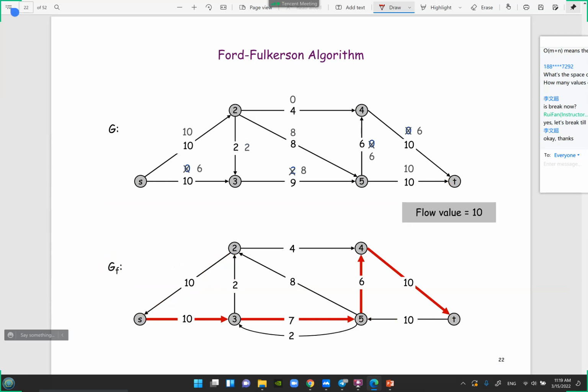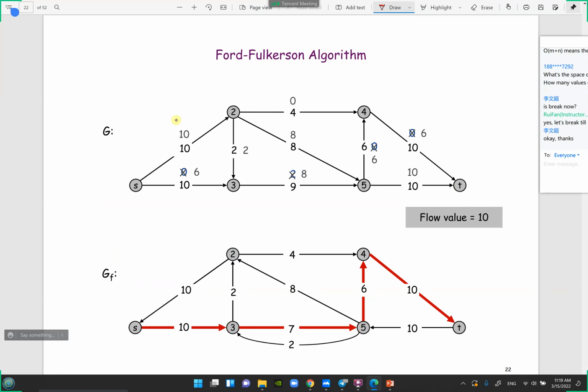Now based on this new flow of size 10, we're again going to build the residual graph. For example, this edge: initially you could send flow from S to 2, but in our current flow, we've already sent 10 units of flow from S to 2. That means you cannot send additional flow from S to 2, so you don't have a forward edge anymore, because you've used up all of the forward capacity. You only have a reverse edge, and the capacity on the reverse edge here is going to be 10. You see that you have a reverse edge from S to 2.